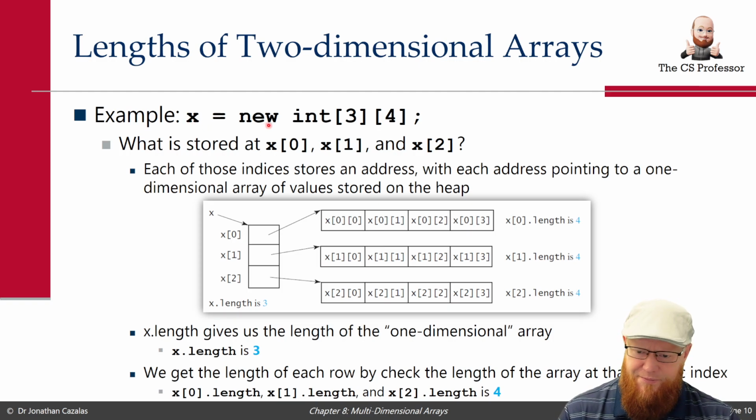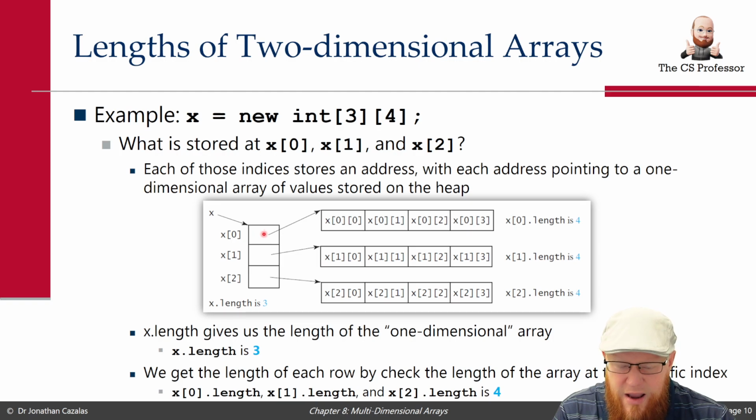So here if we say new int 3, 4, this is 3 rows by 4 columns. What's actually stored at index 0 or index 1 or index 2? And notice I didn't put 2 pairs of brackets here. There's only 1 pair of brackets. What's actually going on? We said a two-dimensional array is really a one-dimensional array of size 3 here, the number of rows. So what's stored inside X? It's actually an address that points over to a one-dimensional array of size 3. Therefore, X.length is 3, referring to the number of rows. This is a one-dimensional array of size 3.